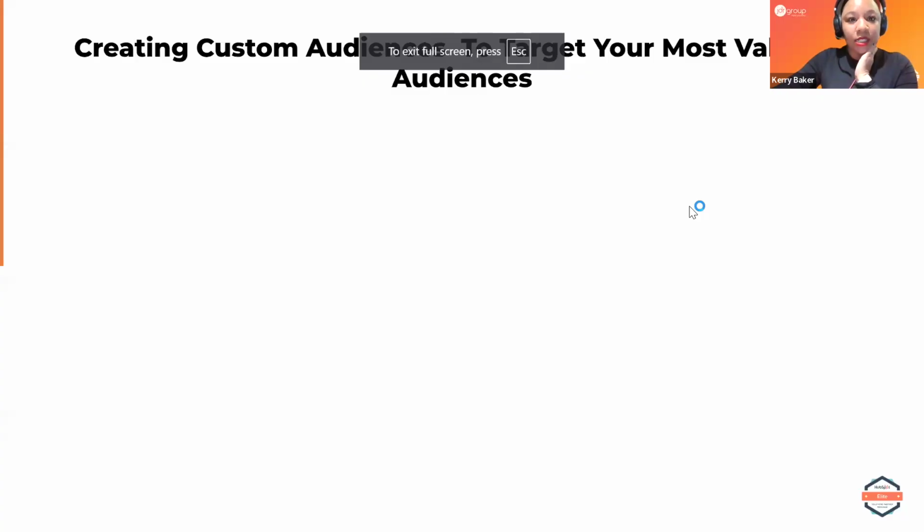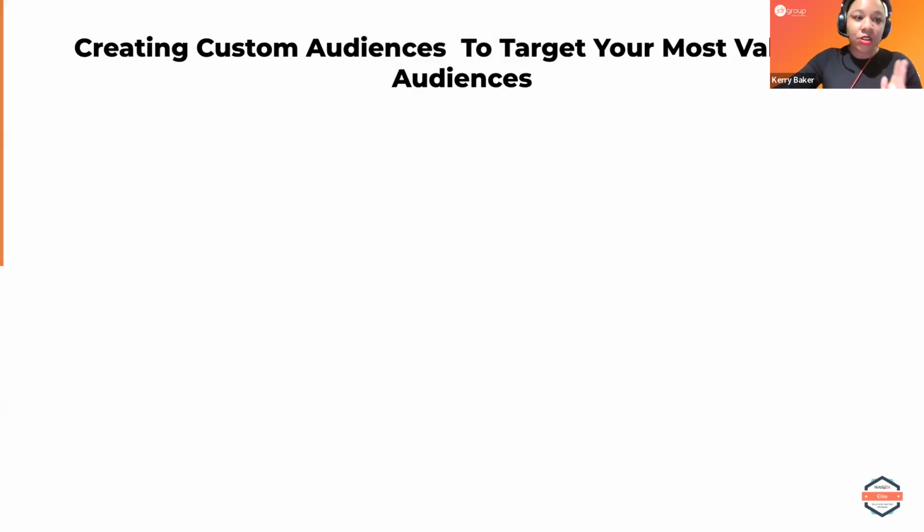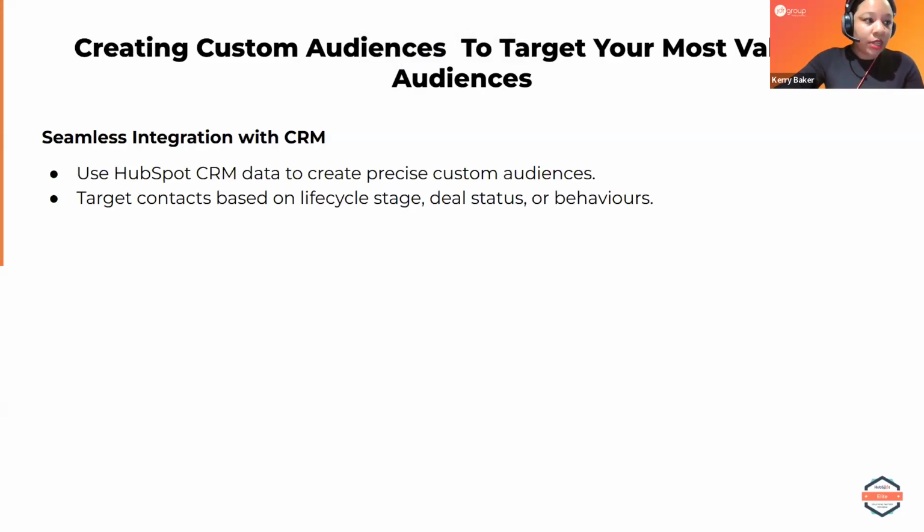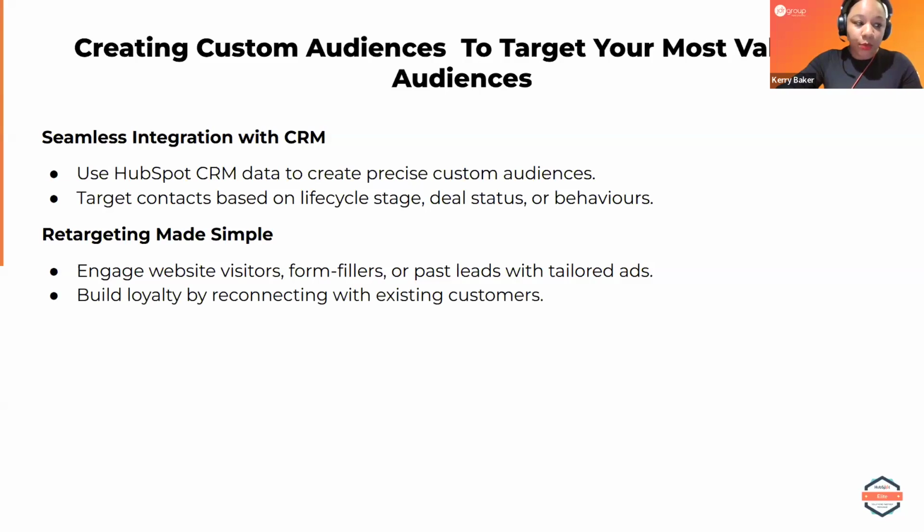So if we just dive back into the slides, the first thing that creating custom audiences does for you is create seamless integration with your CRM. So HubSpot leverages the power of your CRM to create custom audience effortlessly. You can target users based on where they are in the life cycle stage, whether they're a lead, a marketing qualified lead, or a customer, without even leaving HubSpot. You can also segment by specific data, such as past interactions. So for example, if somebody has clicked on a particular blog, you can retarget them. It makes retargeting super simple.